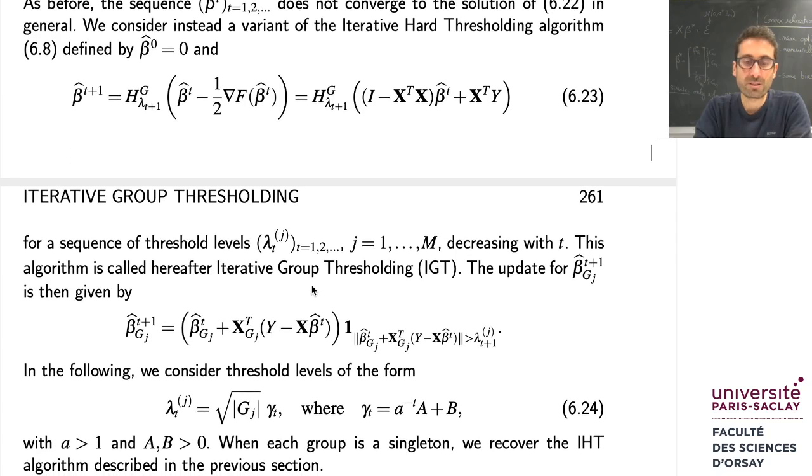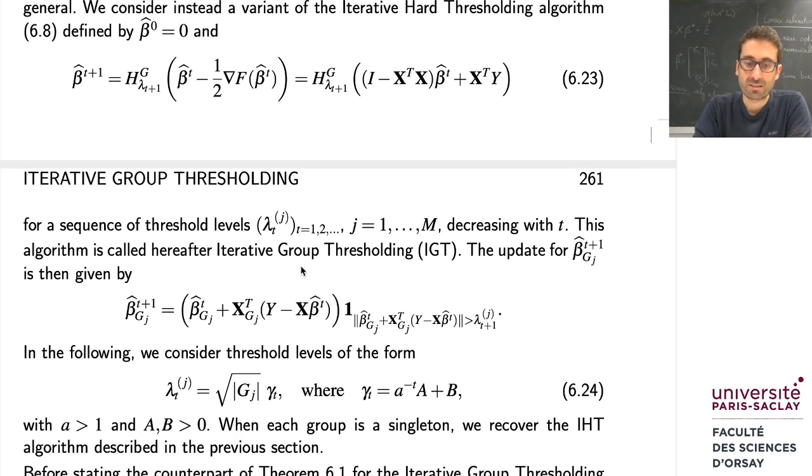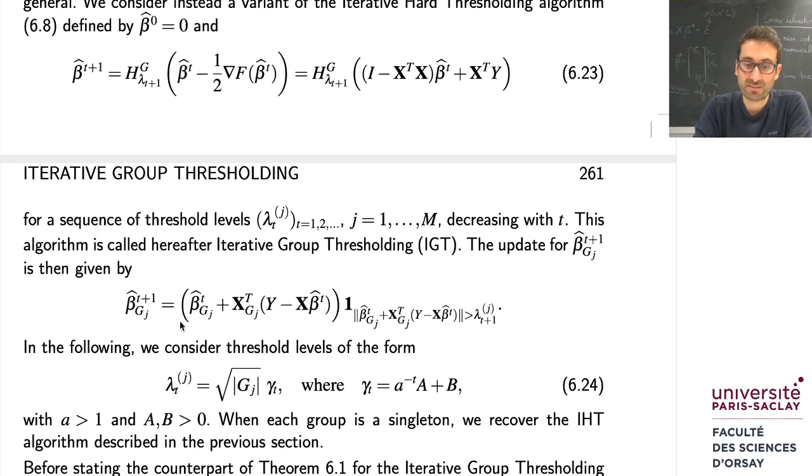Right. So this is what we will call iterative group thresholding. We start from 0, and we iterate these updates. This is a gradient update and group thresholding for some level that will decrease with t exactly the same way as before. You can rewrite the update in this form if you prefer. For each group, you take a gradient step and then apply a group thresholding.